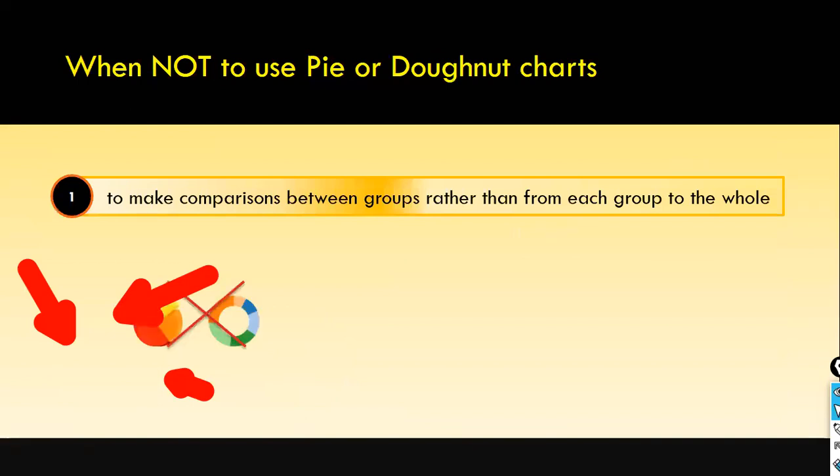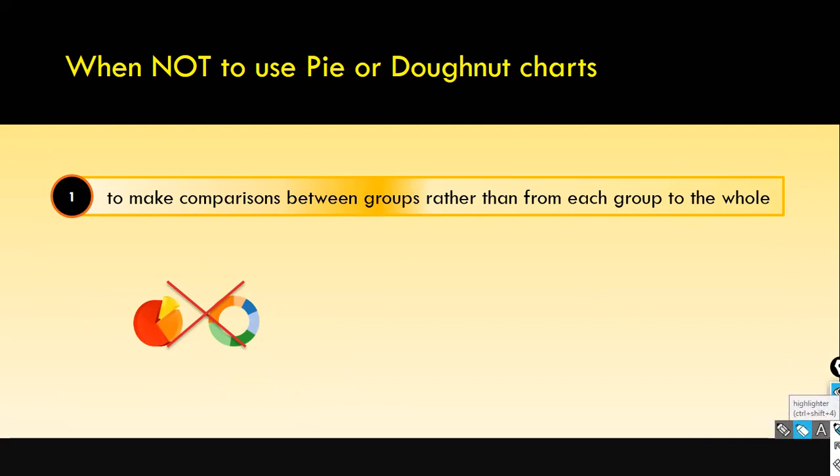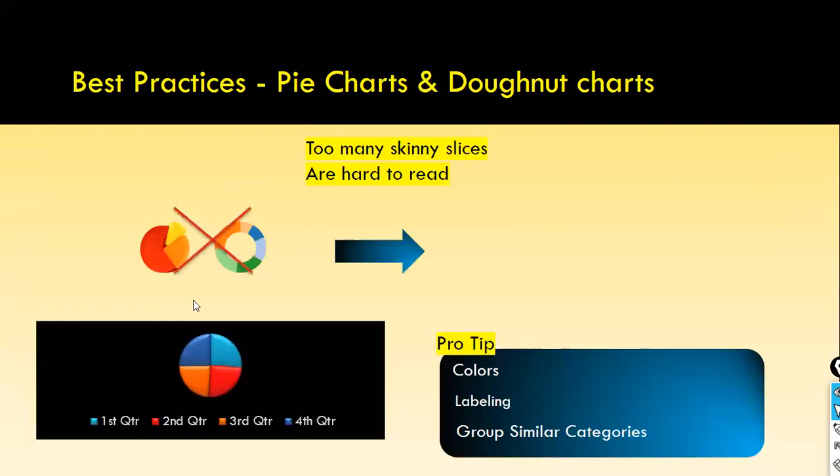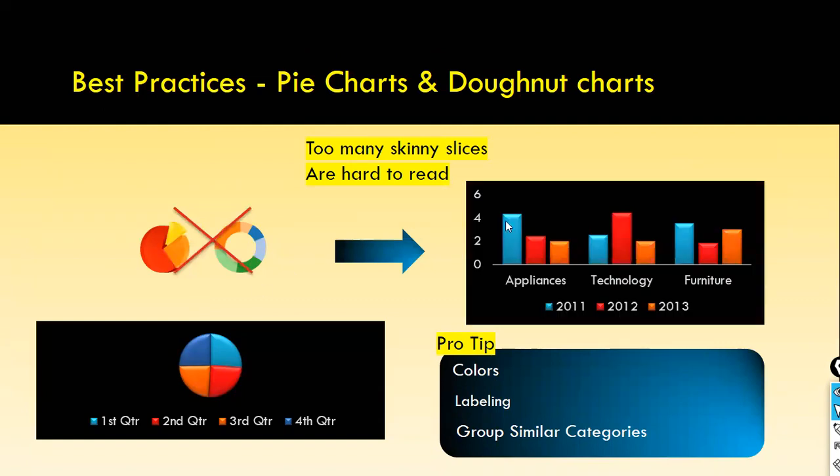When not to use pie or Doughnut chart, and in the interview they'll ask you. If you want to compare one category to another category, then you don't use this one. And if you have more number of categories in your column, don't go for the pie chart. It will be too cluttered.